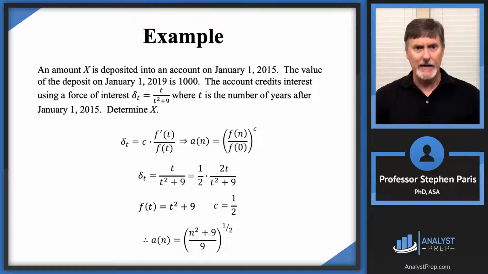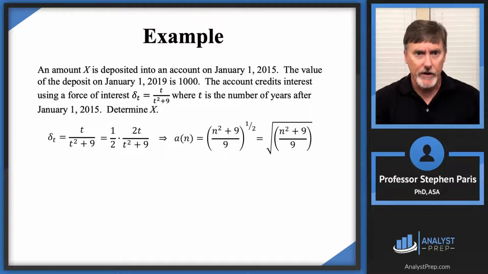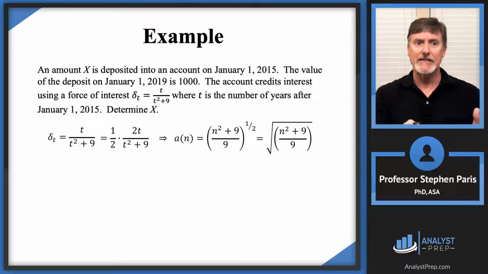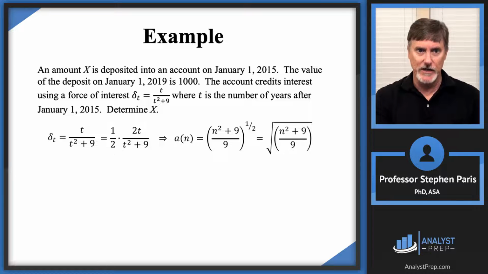So let me clean all of this up a little bit. Let's start with delta t being t divided by t squared plus 9. Then I recognize that in the denominator I have a t squared plus 9. When I take a derivative of that, I get 2t, so I need to have a 2t in the numerator. I put the 2t in the numerator by multiplying a 1/2 out in front of that. That fits my special case situation, and so I know what the accumulation function is at any time n.